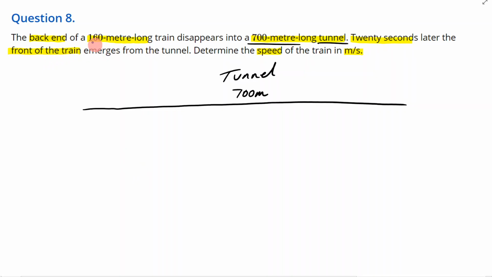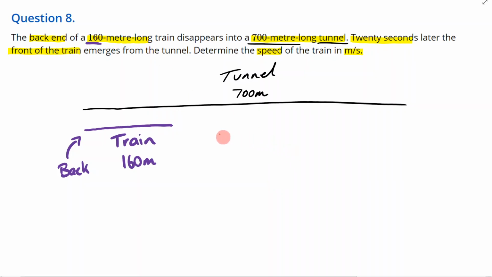Now, it says that my train is 160 meters long, which is fantastic. And it also tells me that the back end of the 160 meter long train disappears into this tunnel. Well, what that would look like is this. So this right here is the back end of my train. This is the back of the train. And this is my train. And I know that this train is 160 meters long. So this is kind of what's happening. Do you already see how much easier this question is once we can visualize what's going on?